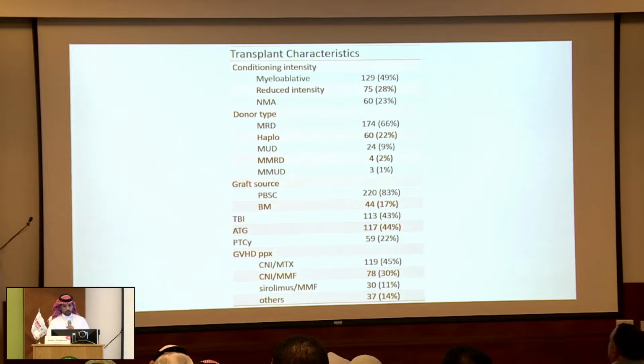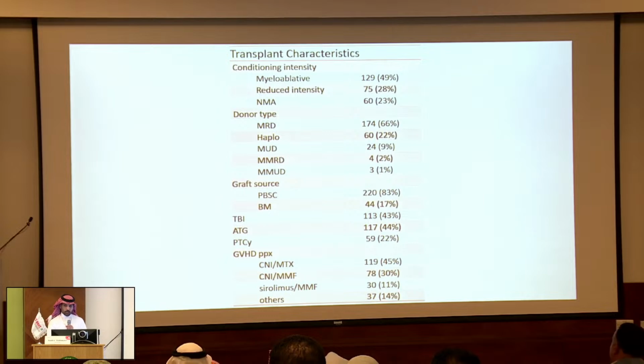Of course, we have a high rate of matched donor transplants, so around 66% of patients are actually matched donor, followed by haploidentical transplant, and followed by matched related from the donor registry. The most common graft source was peripheral blood, around 83%.